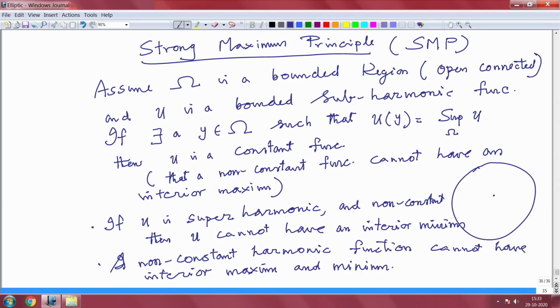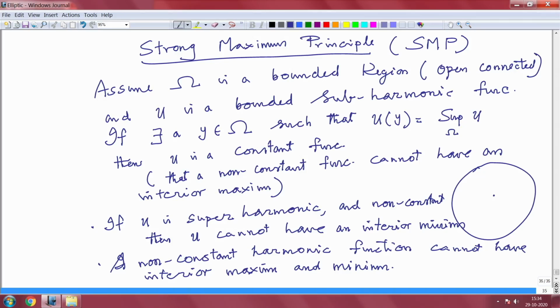Okay. So it's enough to prove the first part. Because once you prove that a non-constant subharmonic function cannot have an interior maximum, then if u is superharmonic, you apply the same result for minus u. So minus u cannot have an interior maximum. That means you cannot have an interior minimum. And if it is a non-constant harmonic function, you apply the results for both u and minus u. So it cannot have either a maximum or a minimum.